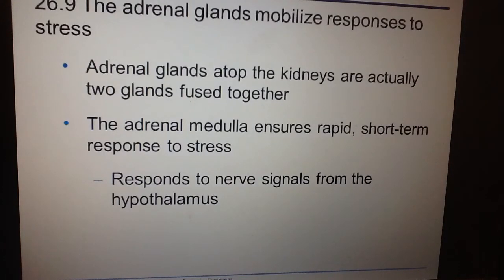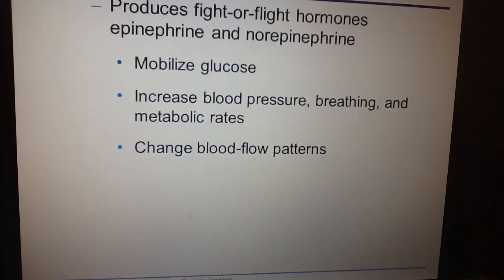Now, the other things that we have for the endocrine system are our adrenal glands. The adrenal glands are these little glands that sit directly on top of your kidneys, and you can identify them on the top of your kidneys. What they do is they talk to the hypothalamus, and often the adrenal glands are responding to things like stress. They make our fight or flight hormones, epinephrine and norepinephrine.